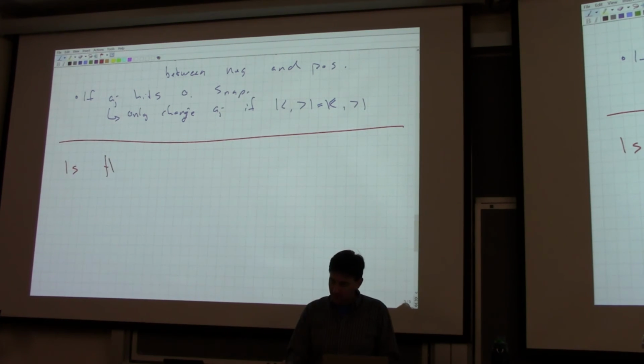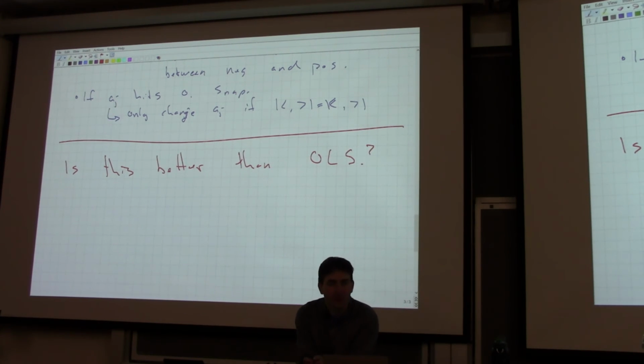Is this better than ordinary least squares? So I said this was going to be more robust to outliers, but ordinary least squares was the best least squares fit. I fit my data the best way possible. So is this way that's regularized better than least squares? In what way is it better?